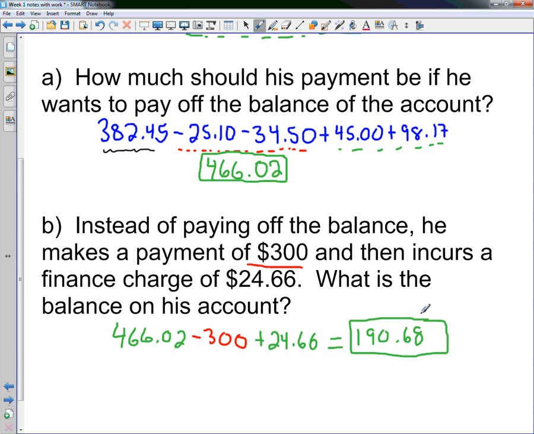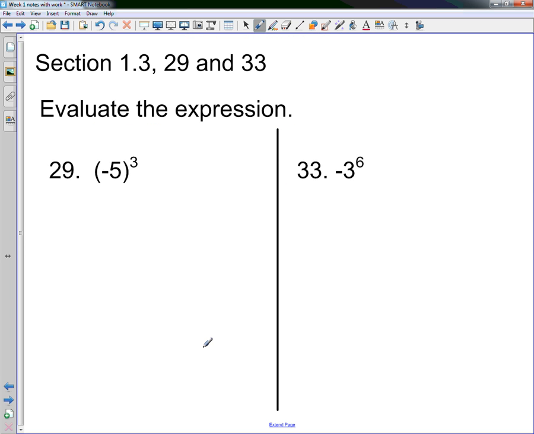Alright, let's move on to section 1.3. We're going to start looking at some exponents. So I had two in 1.3 that I wanted to talk about because they look similar, but they do end up being a little bit of a different process. It's number 29 and number 30.